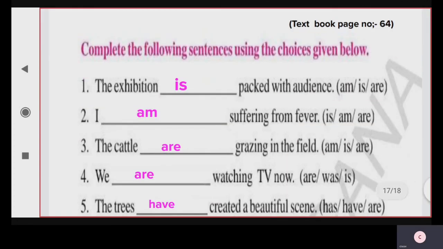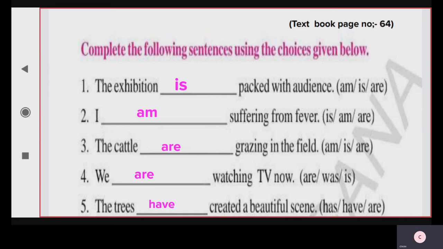Complete the following sentences using the choices given below. Children, this is from your textbook, page number 64. First one, the exhibition dash packed with audience. Am, is or are. Exhibition is a singular subject. So use is.